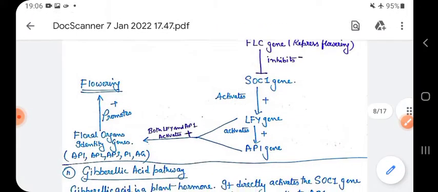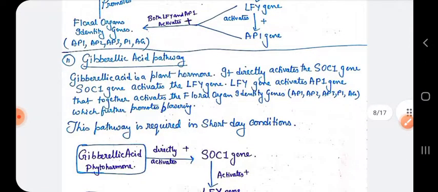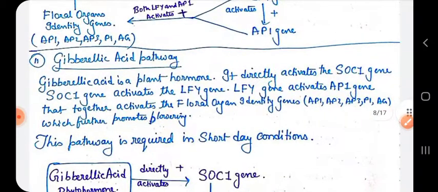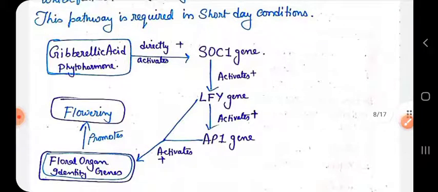Well, the fourth pathway is a little bit difficult, which is called what pathway? Photoperiodic pathway. It's a little bit difficult. Let us discuss the other two pathways quickly. Well, I am just going for the diagram, just going for the flow chart. Okay, the next pathway is called the gibberellic acid pathway.